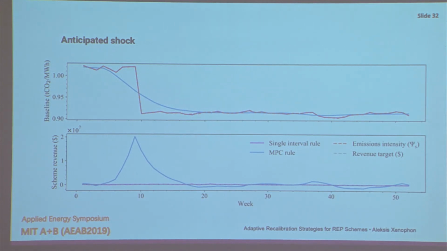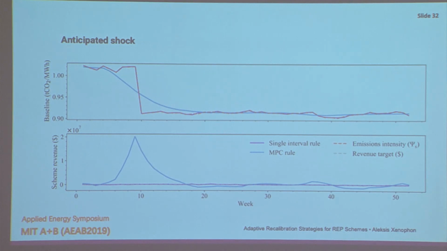From the policymaker's perspective, this is great environmentally, but it's also a little bit dangerous because if the baseline doesn't catch up to that new level, well, then the scheme could be running at a deficit. The baseline will be set too high. So the single interval rule just cares about the revenue target, so it anticipates what's happening with this shock. So week 10 comes along, it adjusts the baseline accordingly, and we hit the revenue target.